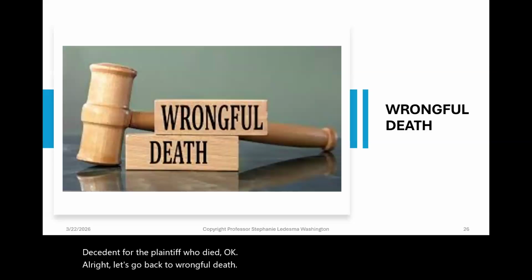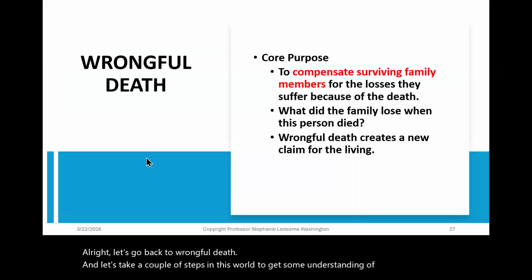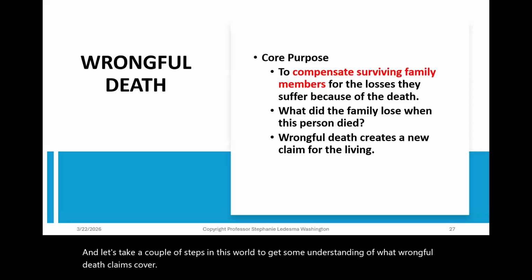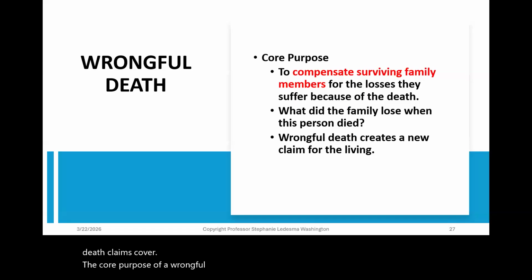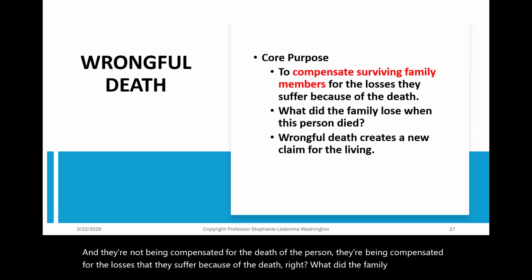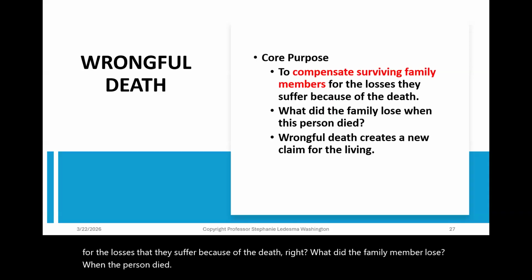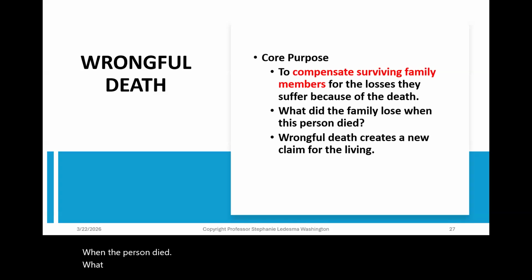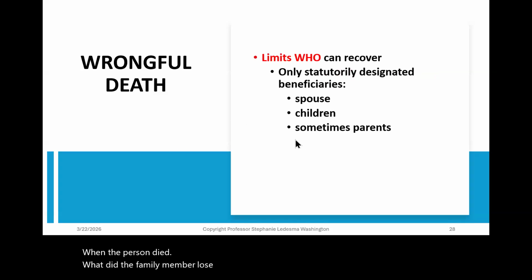And let's take a couple of steps in this world to get some understanding of what wrongful death claims cover. The core purpose of a wrongful death claim is to compensate the surviving family members. And they're not being compensated for the death of the person. They're being compensated for the losses that they suffer because of the death, right? What did the family member lose when the person died? Well, let's look at some examples.